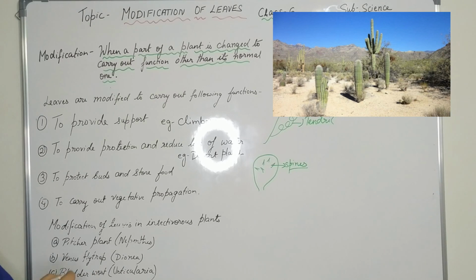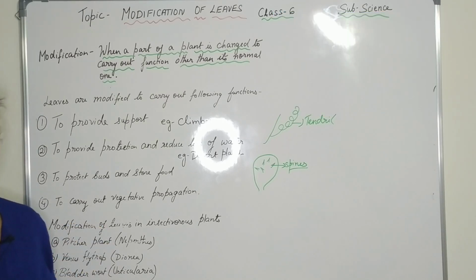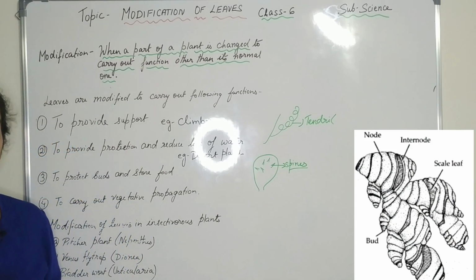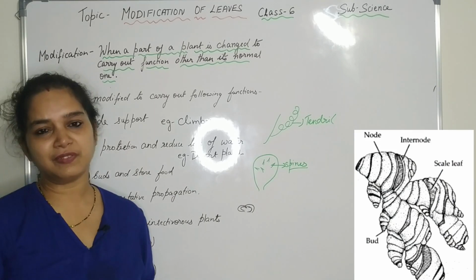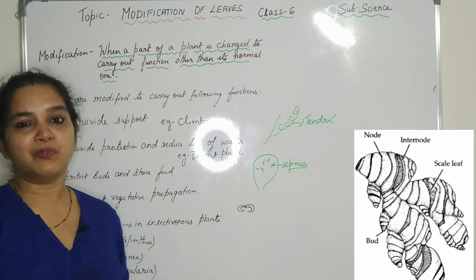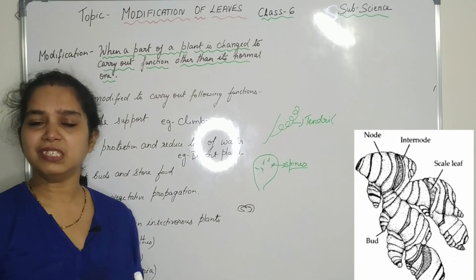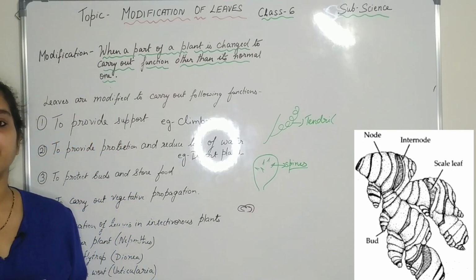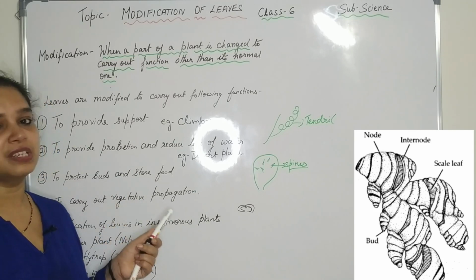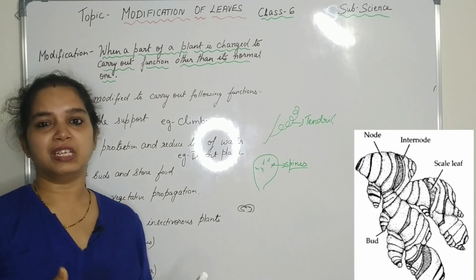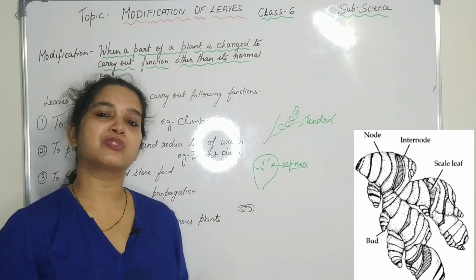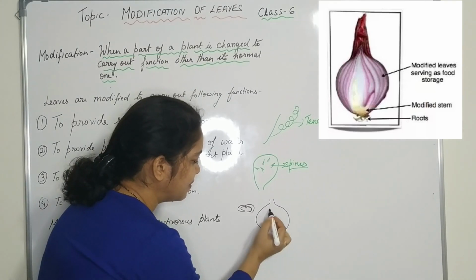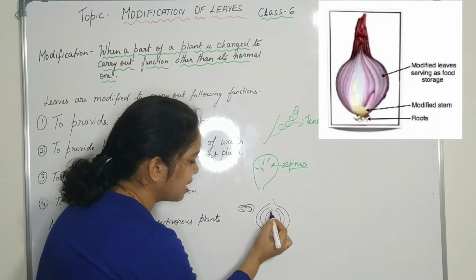Next, to protect buds and store food. How do they protect the buds and store food? In some plants, in some stems that grow underground, like ginger, you might have seen the dry scaly structure which protects the ginger, generally the stem, and protects the bud, and also they are very fleshy, so they store food. The ginger is edible, and so also the onion. The onion, you might have seen, has scales like this.